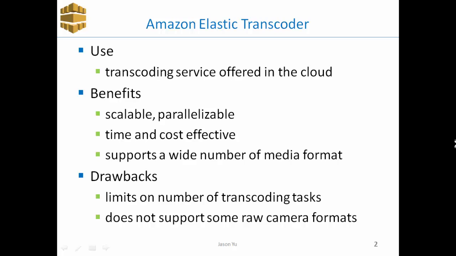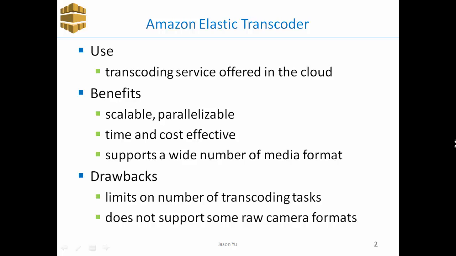Amazon Elastic Transcoder is a media transcoding service offered in the Amazon cloud. It solves the problem of effectively distributing high volumes of large-sized media files. Elastic Transcoder is elastically scalable, able to transcode media files in parallel. The service is time and cost effective, managing all aspects of the media transcoding process transparently and automatically.